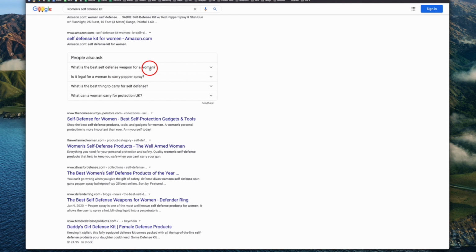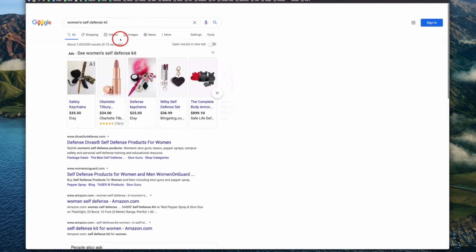How about just knowing how to do it with yourself, right? What is the best thing to carry for self-defense? How about the knowledge of how to do it yourself? What can women carry for protection in this area? I mean, think about this stuff. But look, let's go to this.